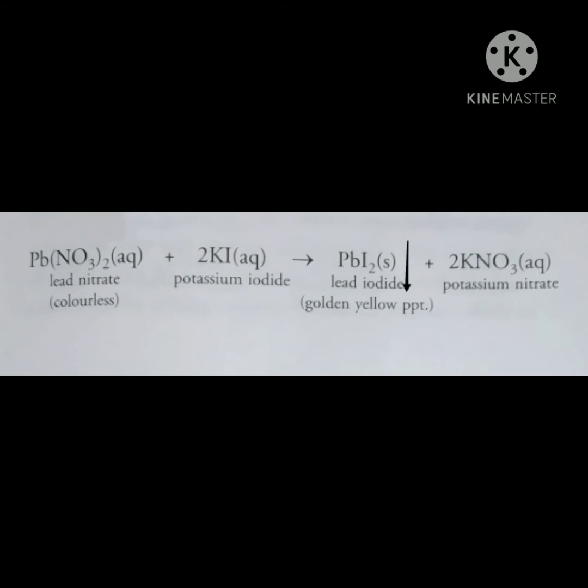The reactants lead nitrate and potassium iodide should be in the aqueous solution, so we write AQ within the brackets. So always remember, in a double displacement reaction, the reactants should be in the aqueous solution and two ions are exchanged. That means B and D are exchanged. And if a precipitate is formed in a double displacement reaction, it is known as a precipitation reaction.